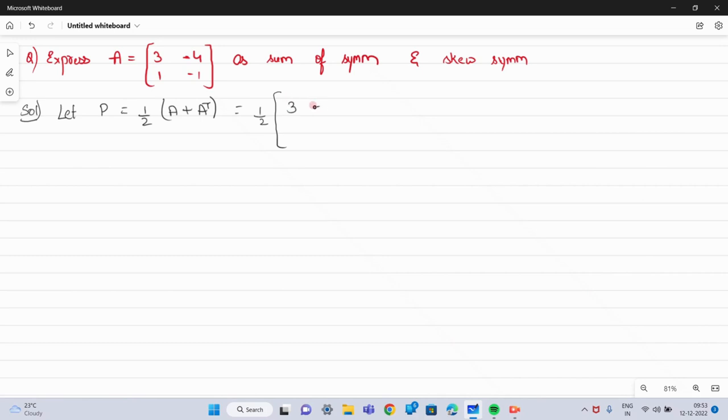A is 3 minus 4 1 minus 1 plus A transpose. Rows become column, column become row. 1 minus 1. Now just simply add. You will get it as 3 minus 3 by 2 minus 3 by 2 minus 1.